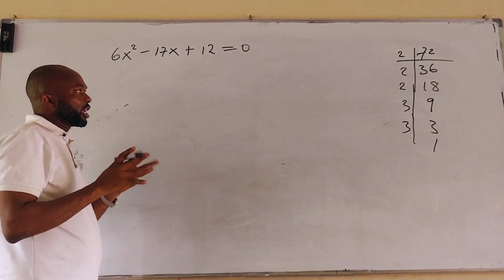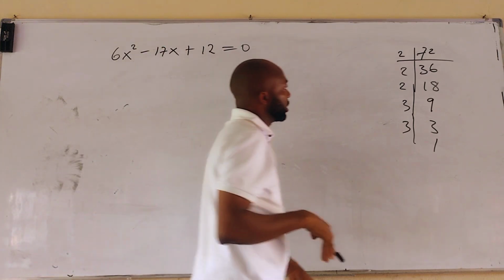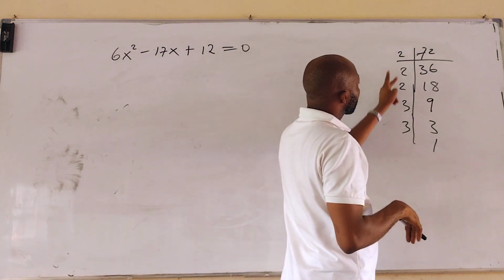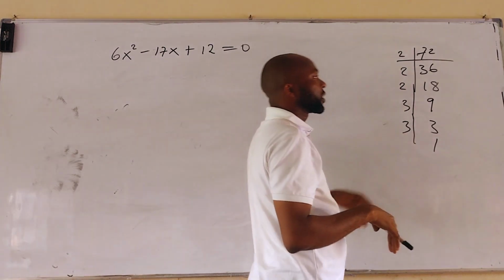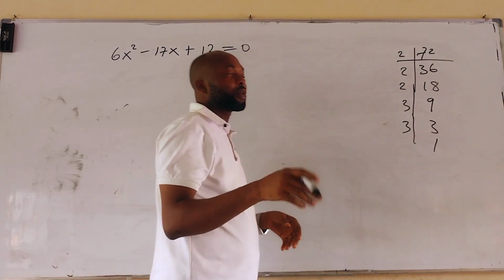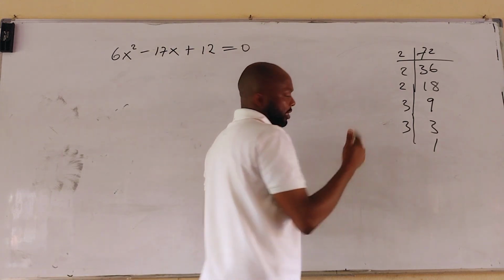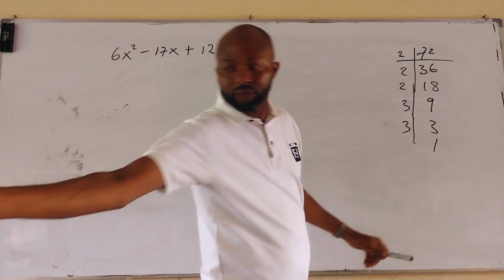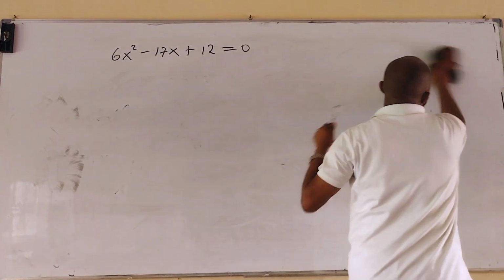Once we're able to get numbers that when we add, we get minus 17, that's more correct. So now, this is 8: 2 times 2, 4 times 2, 8. And 9. 8 and 9: 8 plus 9 is 17. So that can give us that. So we can now take 8 and 9.